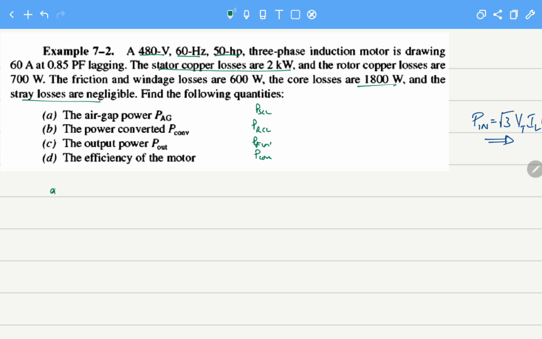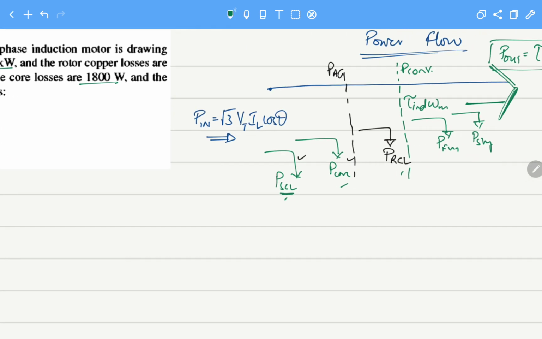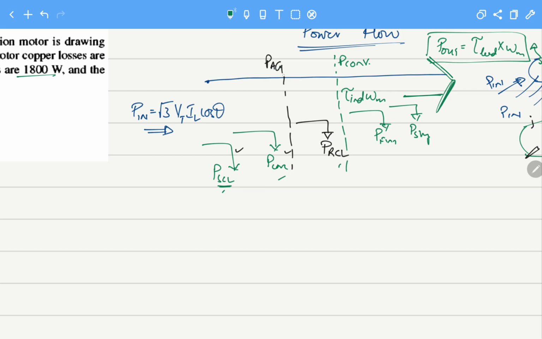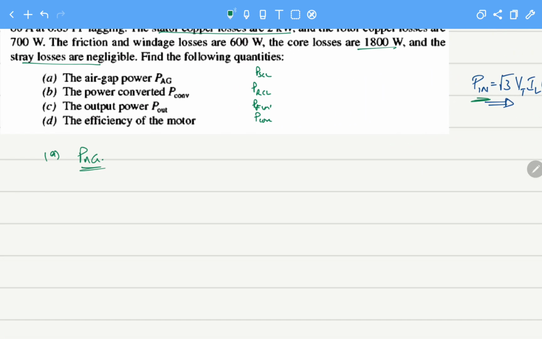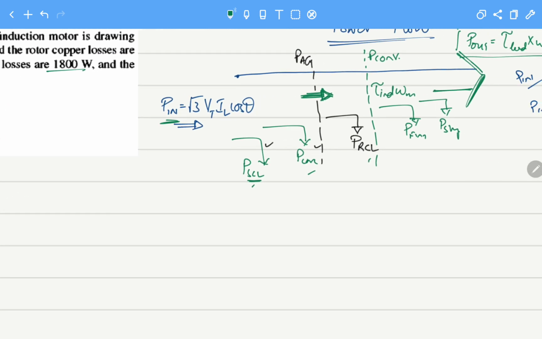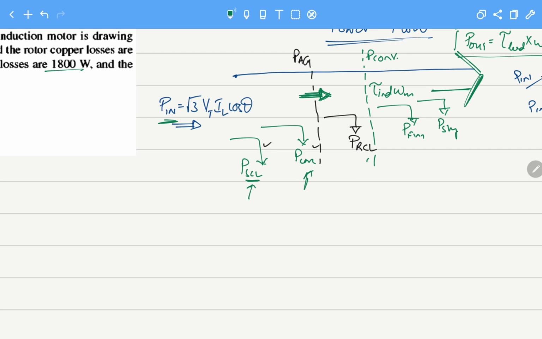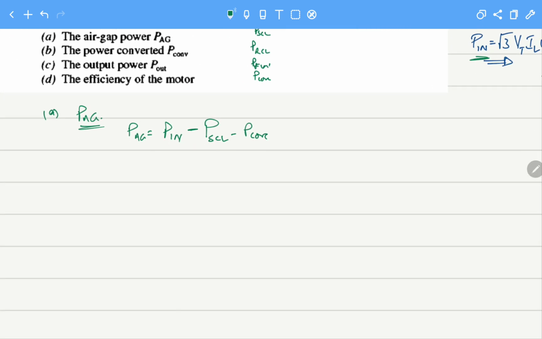So the first thing is, what is the air gap power? Now we know that the air gap power, the power that is present at the air gap, is equal to P in, the input power, minus stator copper losses minus core losses. When we subtract these two losses, we can calculate the power at the air gap. So let's look at this.